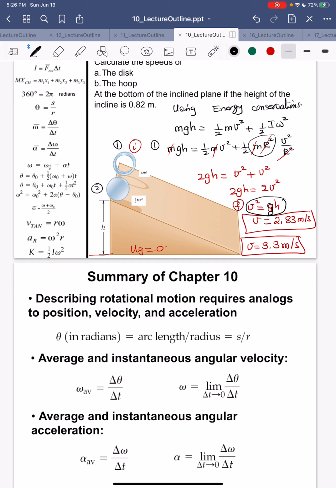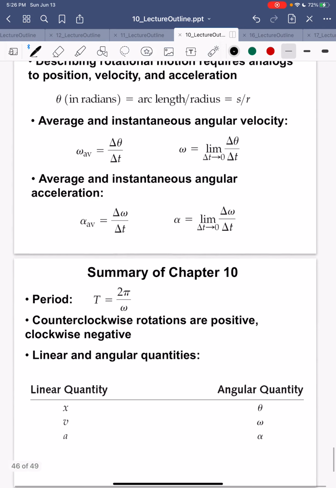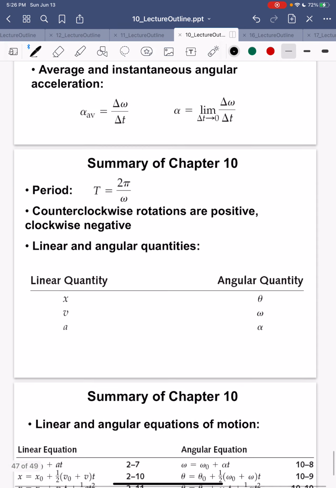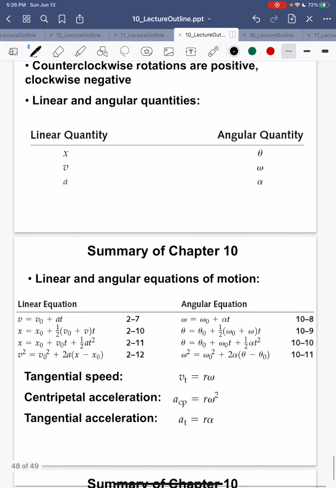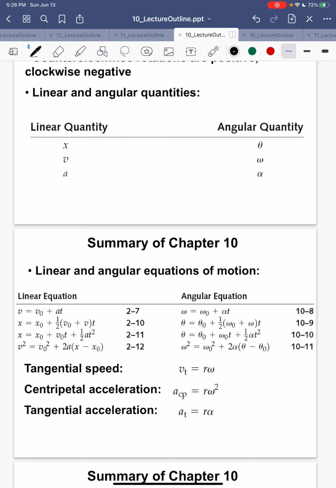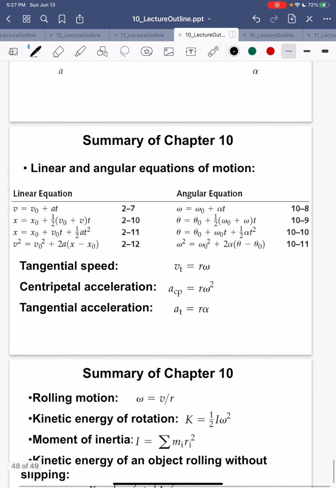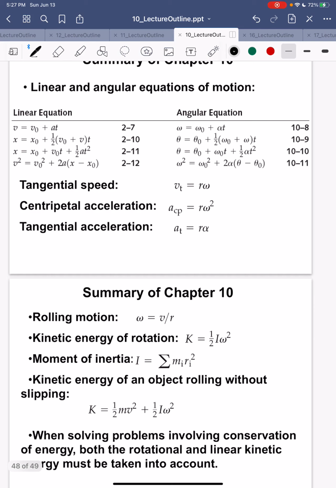This is the summary of chapter 10. Describing rotational motion requires analogies with position, velocity, and acceleration. Okay, the same we did with linear motion. This is the period, and this is just a summary of all the equations that we use in kinematics. And here we are relating tangential speed to omega, centripetal acceleration, and tangential acceleration. For rolling motion, we know that this equation is valid. And for kinetic energy, it is 1/2 I omega squared.